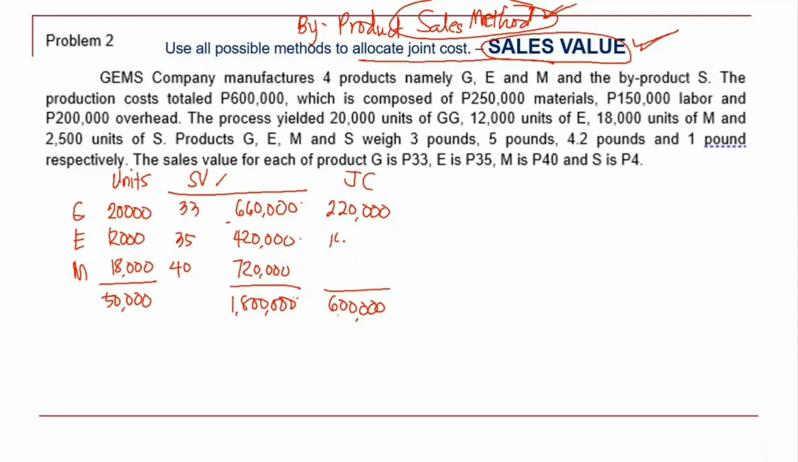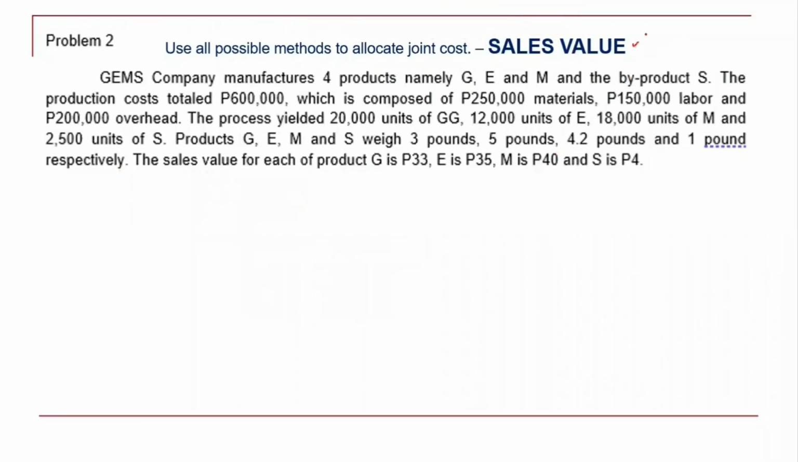So that is 140,000. And lastly, 600 times 720 over 1.8 million. So that would be 240,000. So that is how we allocate the joint cost using the sales value method. Okay? So if you have question, ilagay sa chat box. So sales method po, sales value method sa joint cost, sales method sa byproduct. This time, sales value sa joint cost, tapos production method sa byproduct.